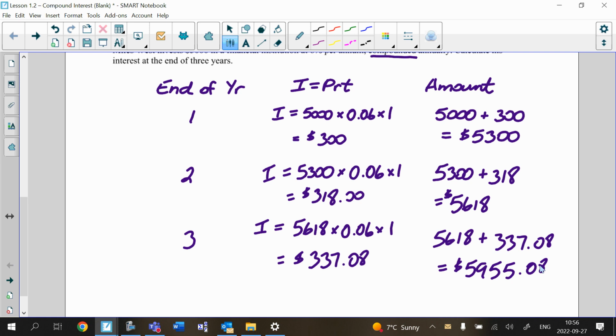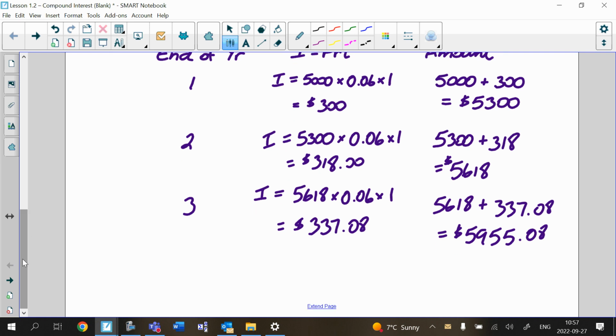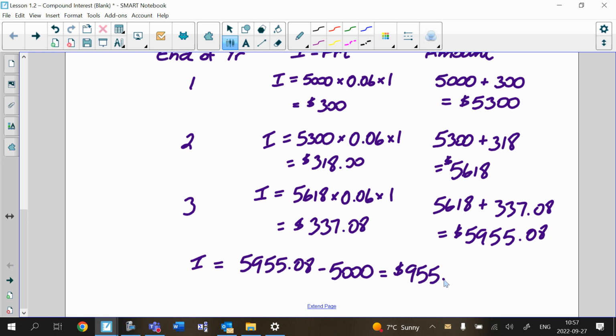So how much interest did he earn with this method? Well, remember, we take how much he's got now, $5,955.08. We take away the amount he originally invested, 5,000. That means he made $955.08. Whereas with simple interest above, he only made $900.